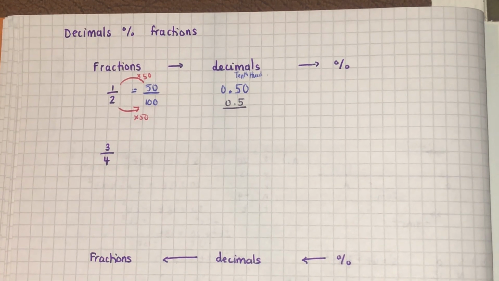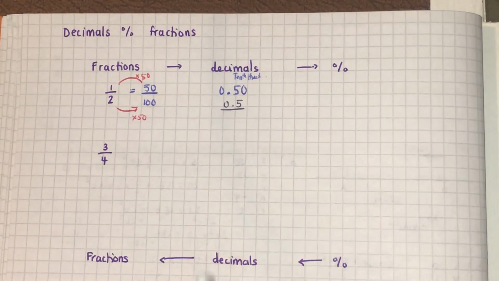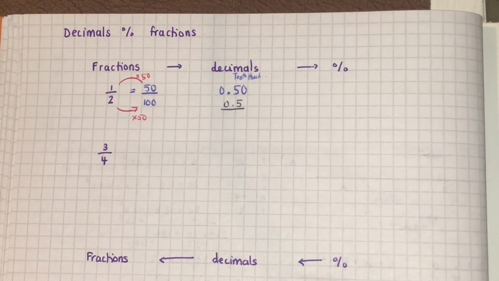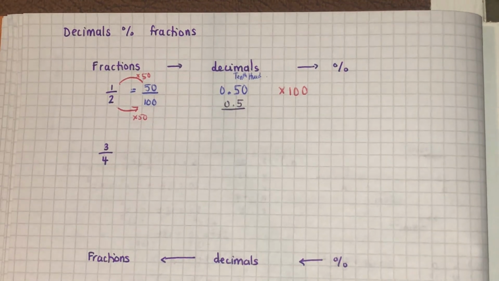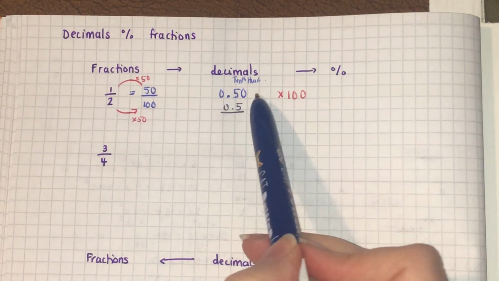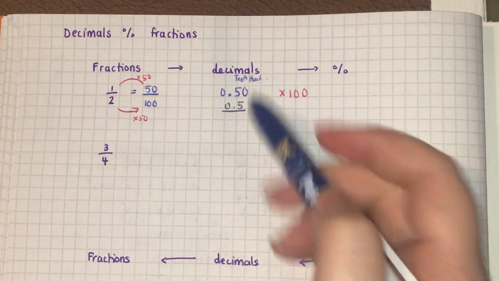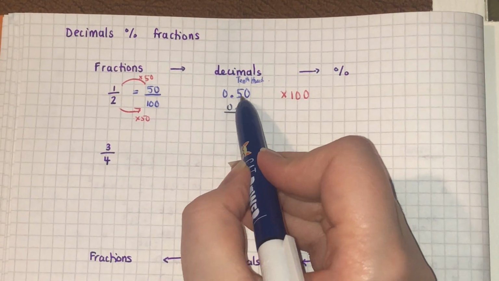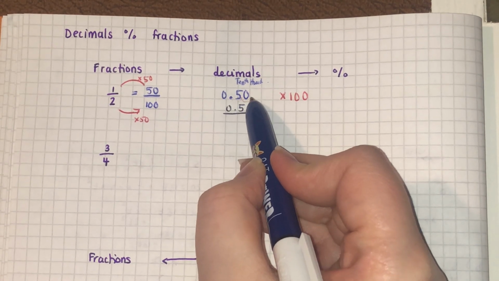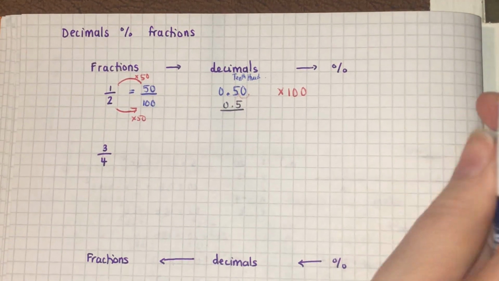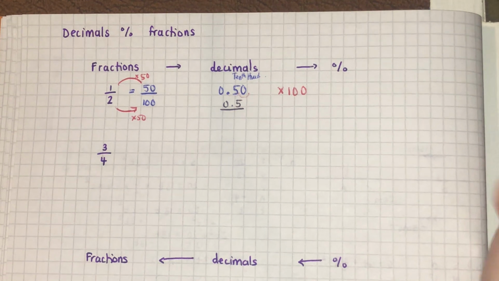Then to get from a decimal into a percentage, the only method is that you always multiply it by 100. So 0.50 times by 10 would give you 5, and then times by 10 again would give you 50. So this is 50%.